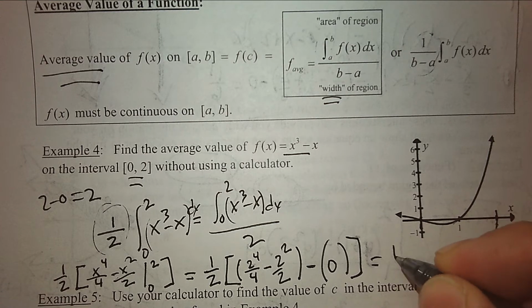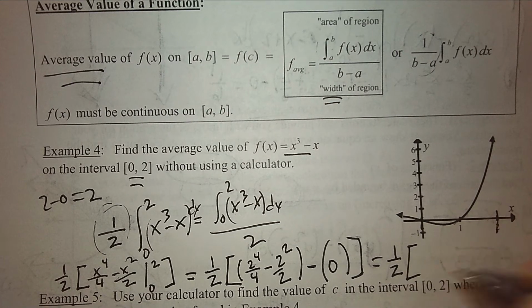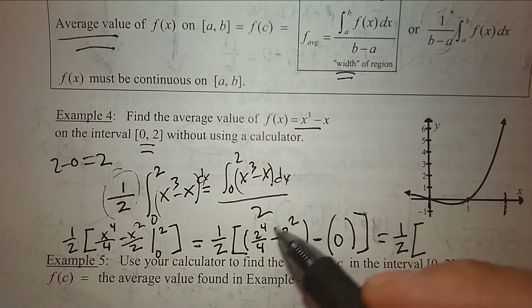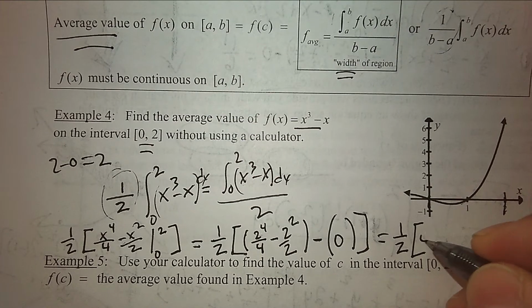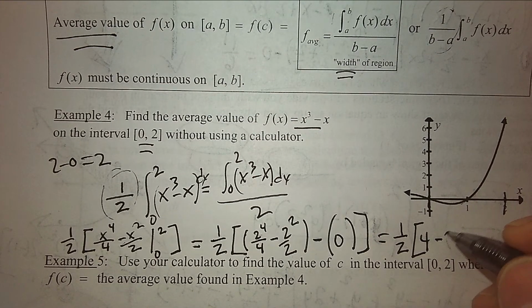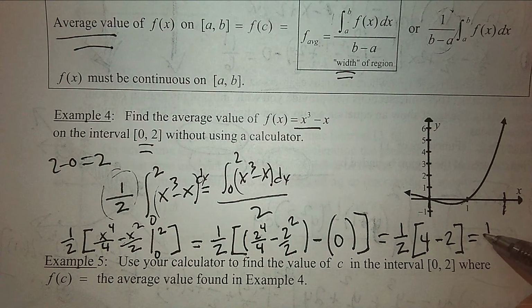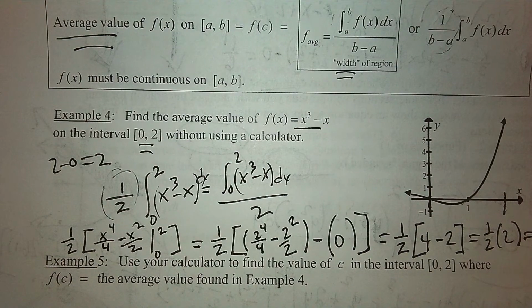So let's simplify it fully. 1/2 in front. 2 to the 4th: 2 times 2 times 2 times 2 is 16, divided by 4, which is 4. 2 squared is 4, divided by 2, which is 2. So 4 take away 2 is 2, and then 1/2 of 2, the answer is 1.